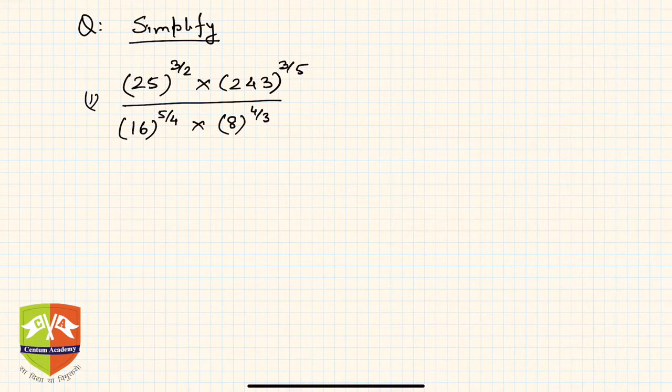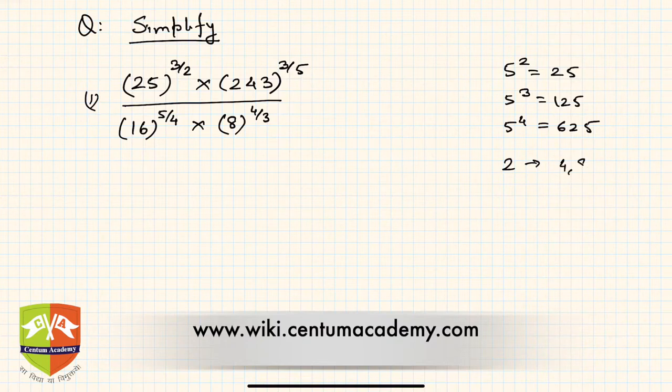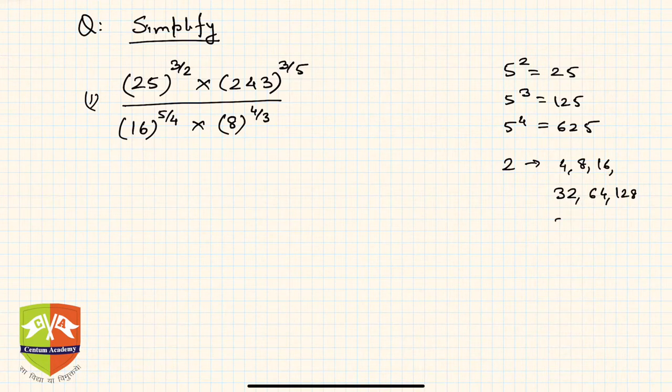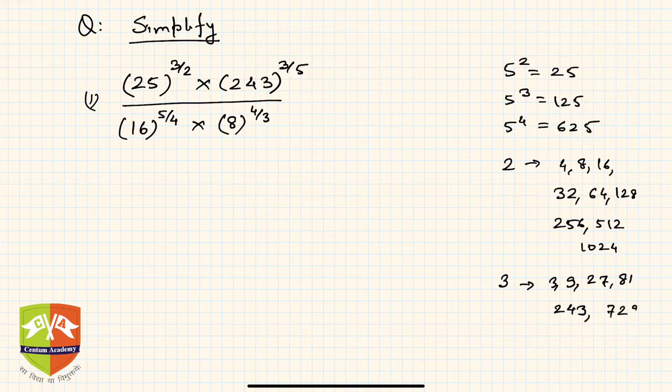For example, you must remember what is 5 square, which is 25. You must also remember 5 cube, which is 125. 5 to the power 4 is 625, and so on and so forth. Similarly, powers of 2 you must remember: 2, 4, 8, 16, 32, 64, 128, 256, 512, and 1024. These are the 10 powers of 2. Similarly, powers of 3 are 3, then 9, then 27, then 81, then 243, then 729. So these are the powers of 3.